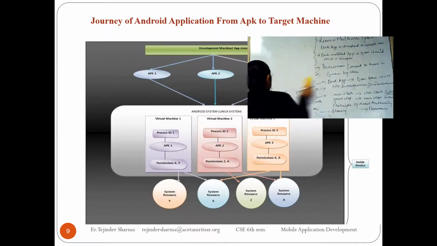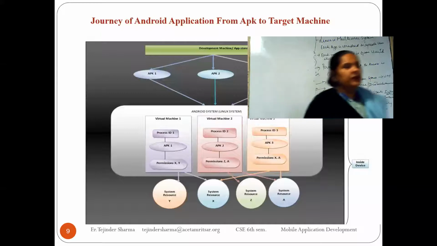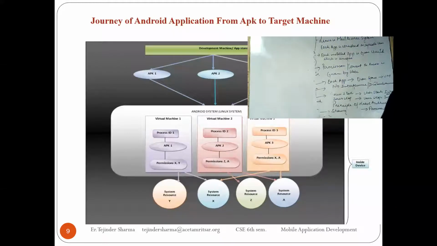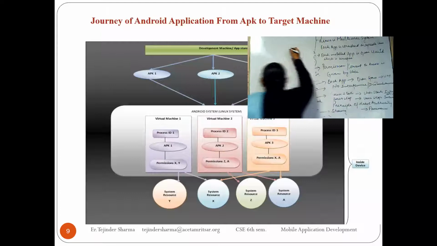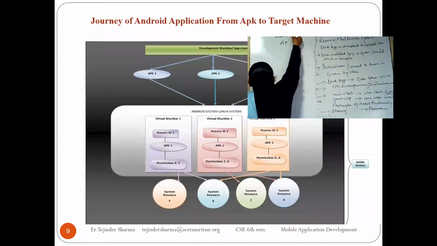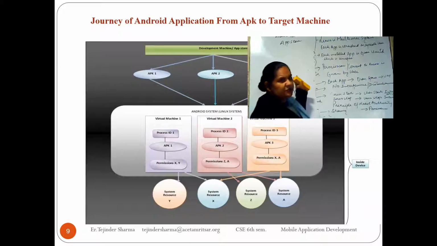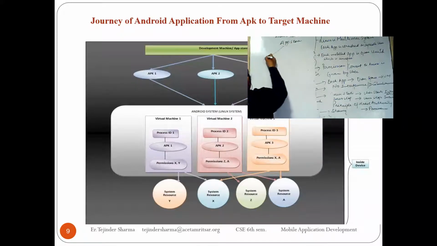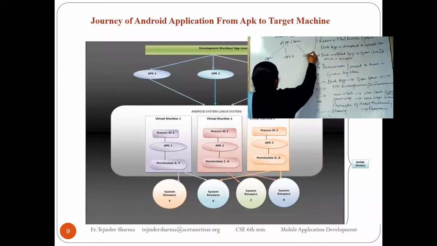After the APK is developed, now comes the picture part. First of all, your app store is there, which is in your phone. Suppose this is your Android device. The Google App Store is there in every Android device, or the iOS App Store. You have installed applications: APK1, APK2, APK3.